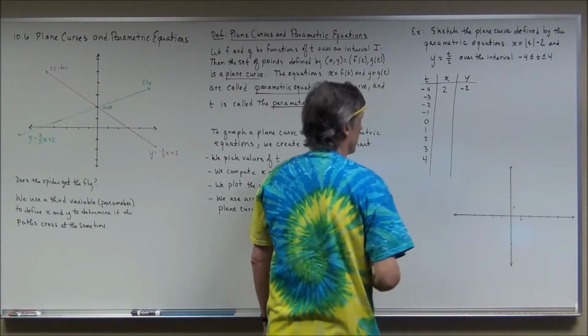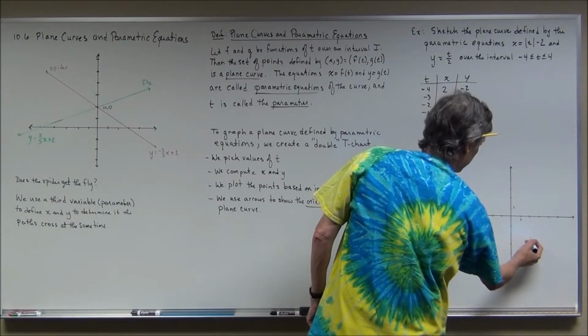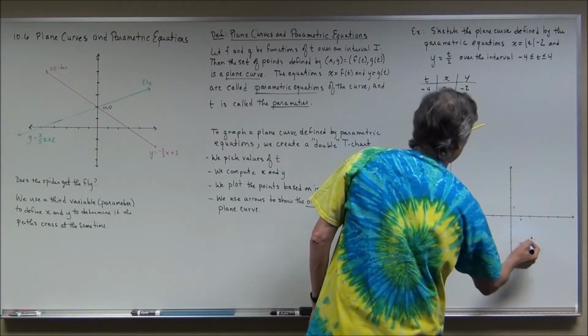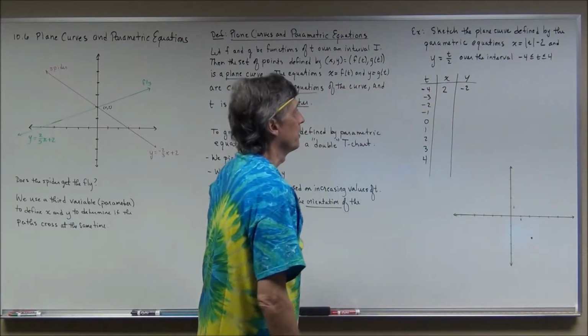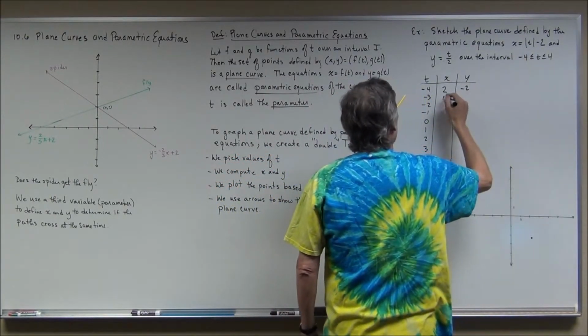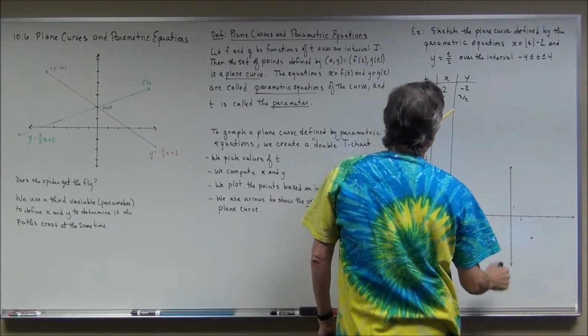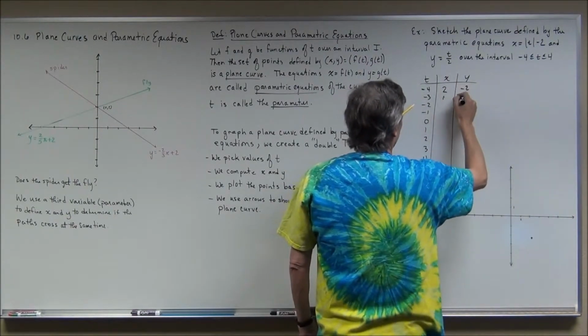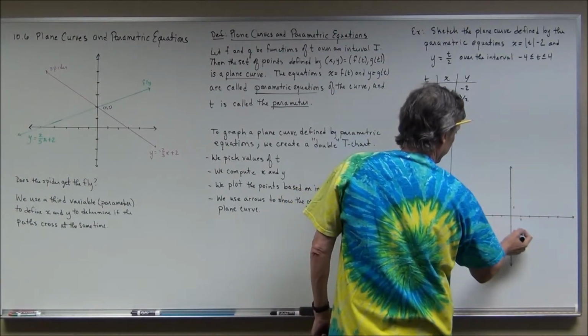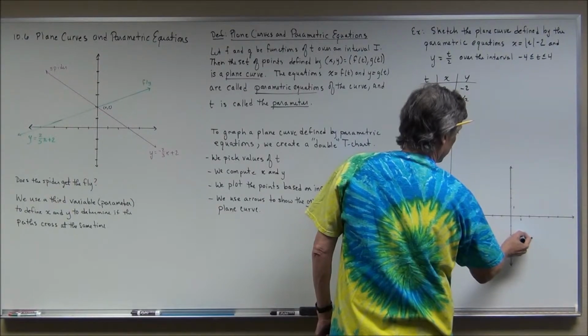So there is a point right off the bat. I have 2, -2. That's this point right here. This is where everything is starting. Okay? Then I plug in -3. This is going to give me 1. This is going to give me 3 halves. So I'm going to have, actually, -3 halves. So this is going to give me 1, and -3 halves would be about here.